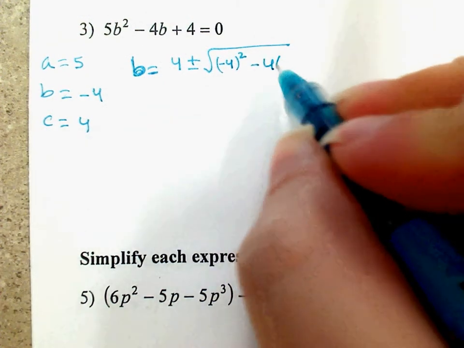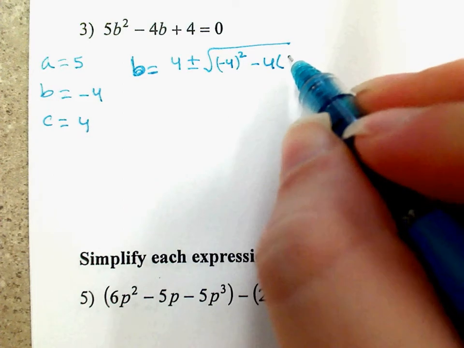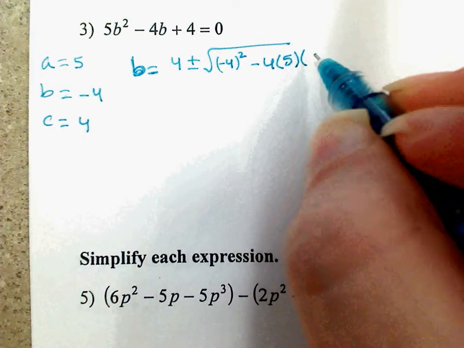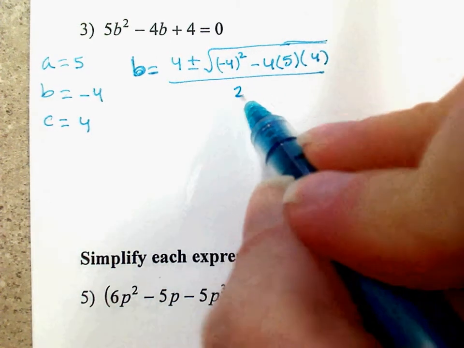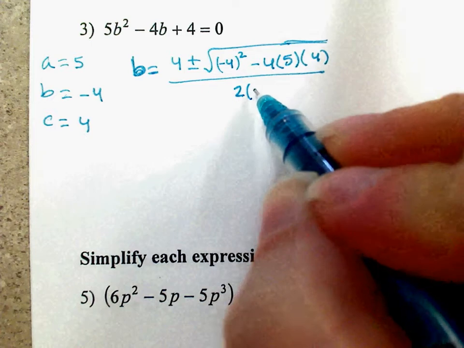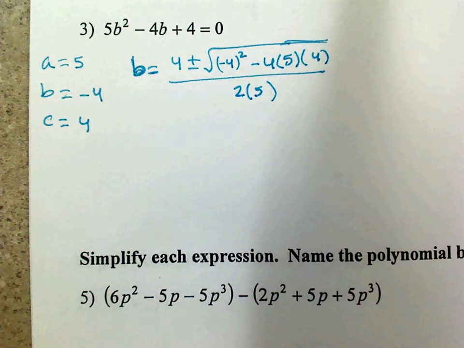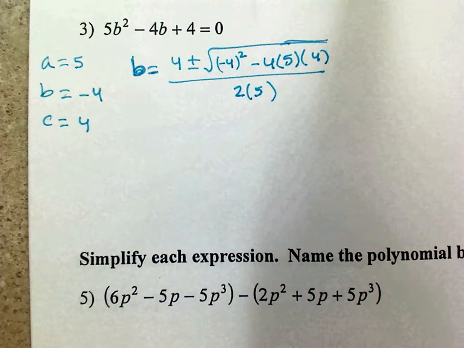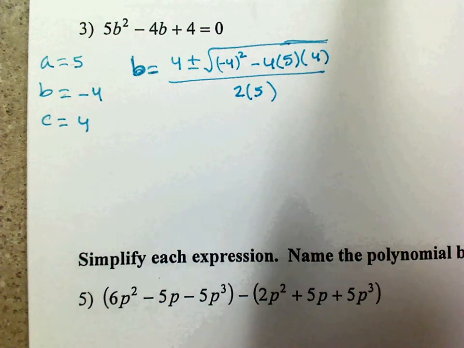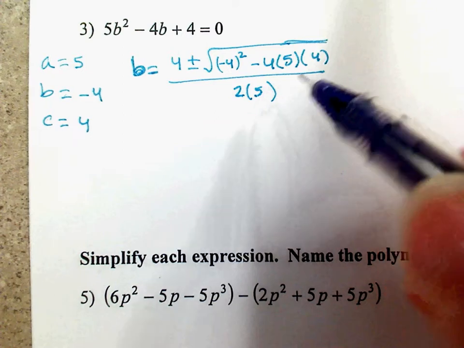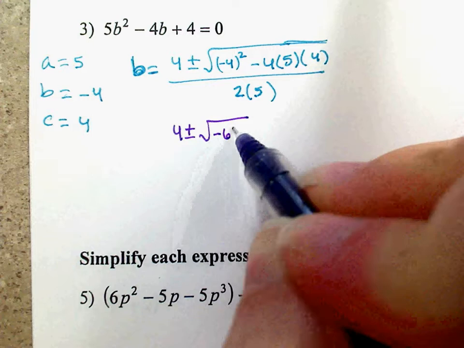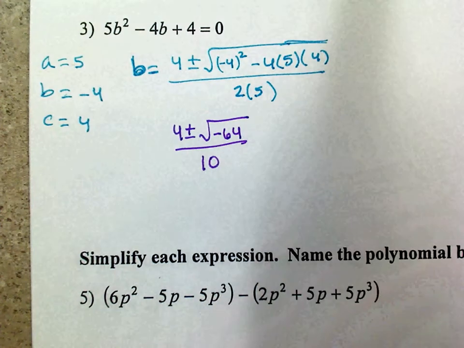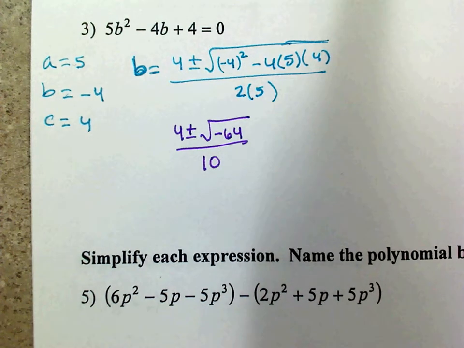Minus 4 times a, c. Sounds like we're counting down. All over 2 times a, which is 5. So what would you type in your calculator? Right, so negative 4 squared or 16 minus 4 times 5 times 4, what do you get? Okay, so we got 4 plus or minus the square root of negative 64 over 10.